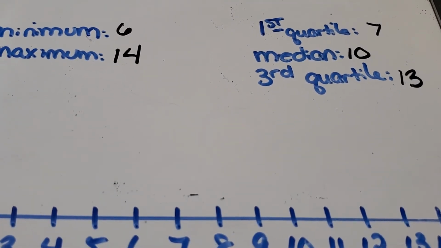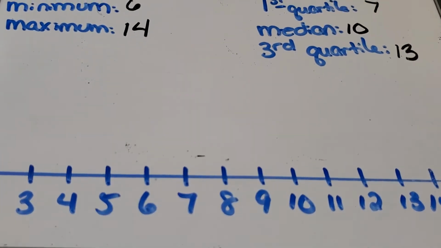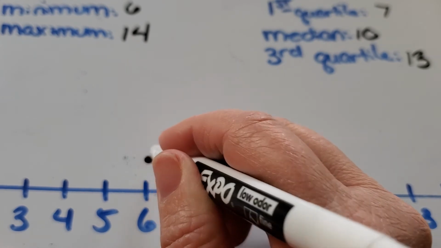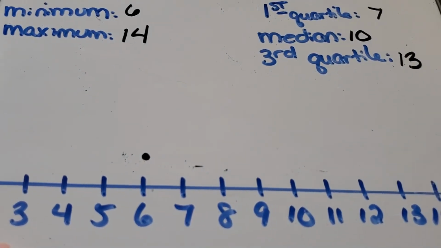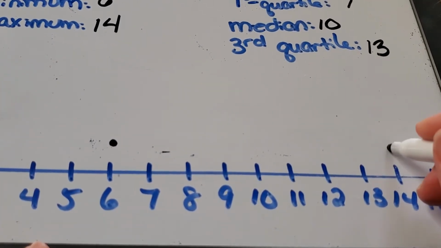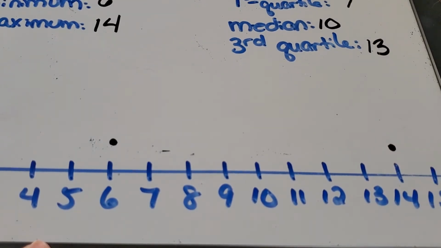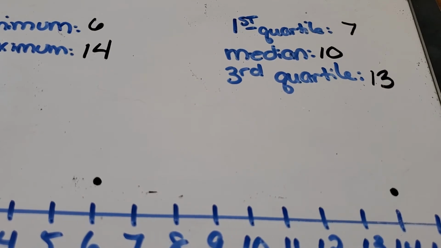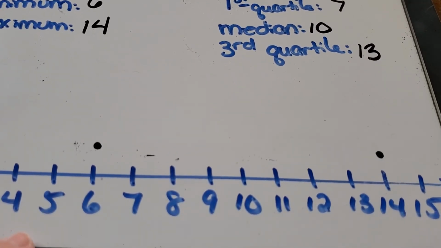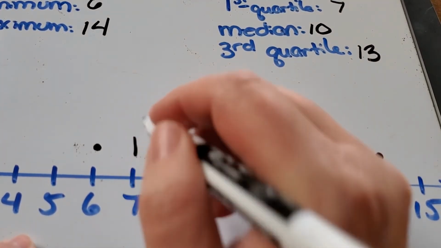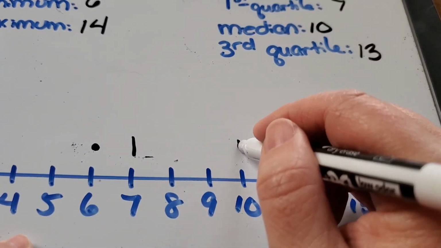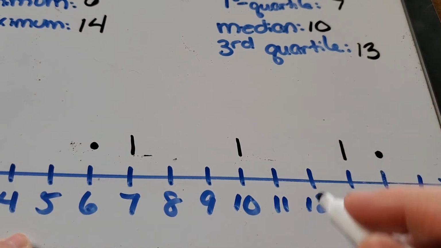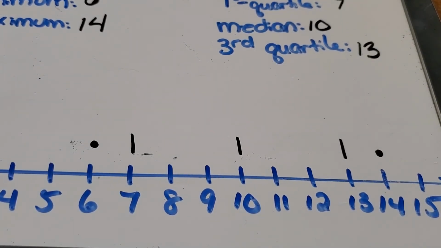So when I draw my box and whiskers, I'm going to start by putting a point at the minimum, a point at the maximum, which was 14. And then I'm going to put lines where each of my quartiles were. My first quartile was at 7. My median was at 10. My third quartile was at 13. Now I'm ready to draw the box and whiskers.